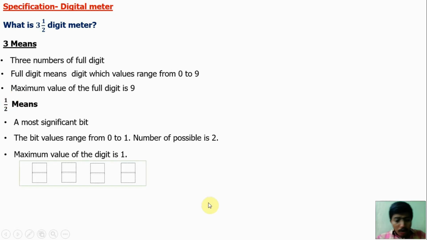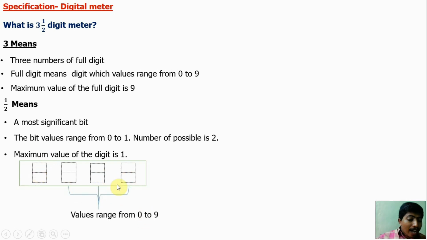So this is the 3.5 digital meter. It has a total of 4 digits, 3 full digits and 1 half digit. A 3.5 digit meter means totally 4 digits, 3 full digits and 1 most significant bit. The first 3 digits range from 0 to 9 because they are full digits. The most significant bit ranges from 0 to 1 because it is a half digit. Half digit means 2 possible values, 0 and 1. The maximum value of this digit is 1.